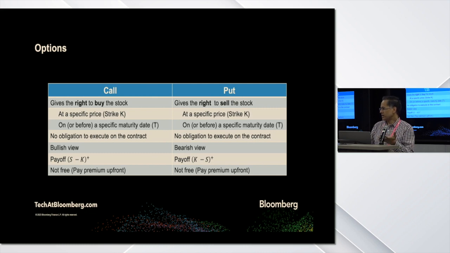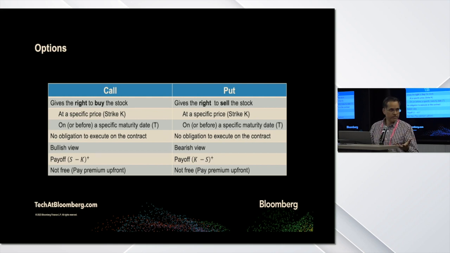And call options help us express a bullish view on the stock. So we buy the option at a strike which is lower than the current stock price, and then you can hope that if the spot price goes up, you make money. And the payoff is a nonlinear function. It's the positive part of S minus K. So that's why options are nonlinear instruments. And similarly for the put option, we express a bearish view. So if the stock goes down, we make money.